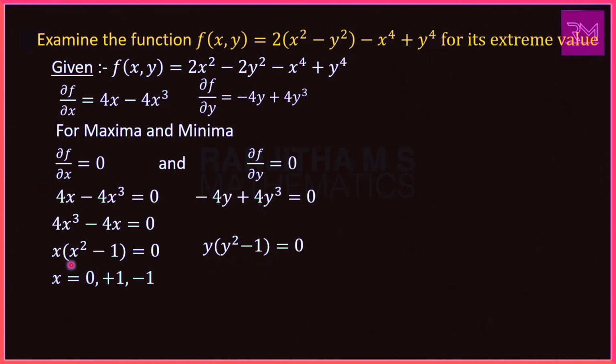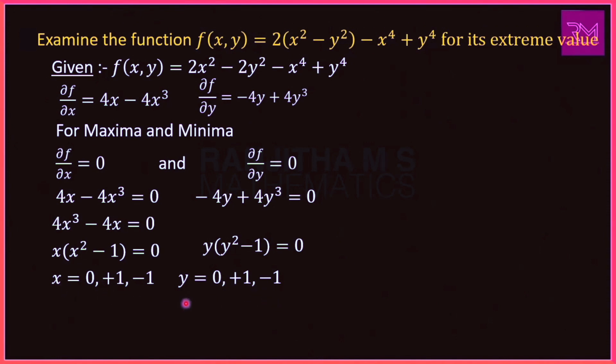Hence we can conclude that x(x² − 1) = 0. That becomes x = 0 and x² − 1 = 0. Hence we get the values of x as 0, +1 and −1. In a similar way, y = 0 and y² − 1 = 0, so y is 0, +1 and −1. These are the values of x and y.